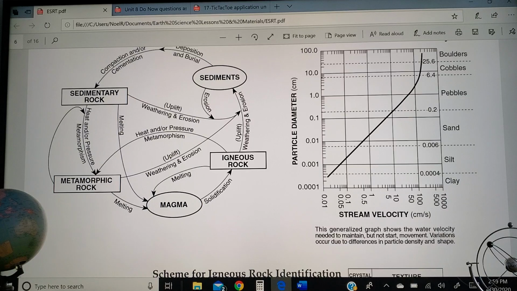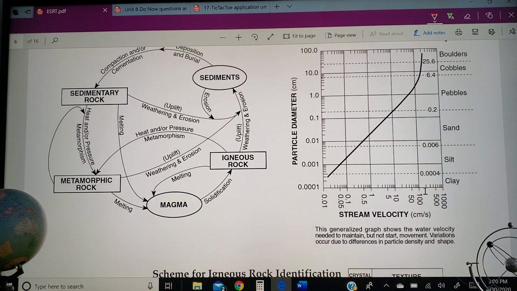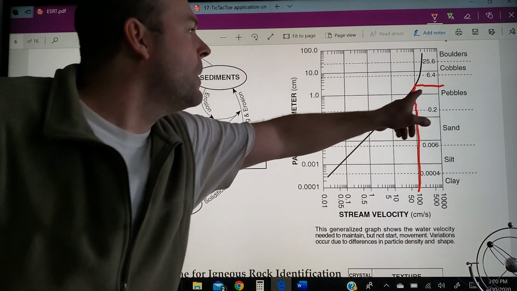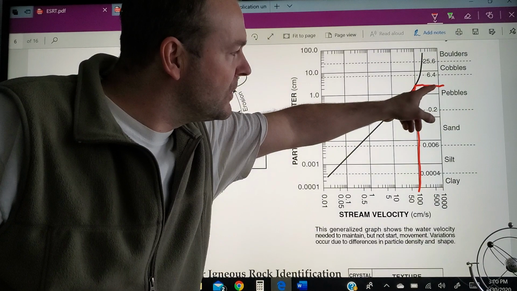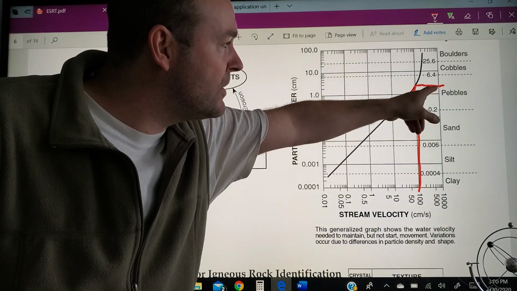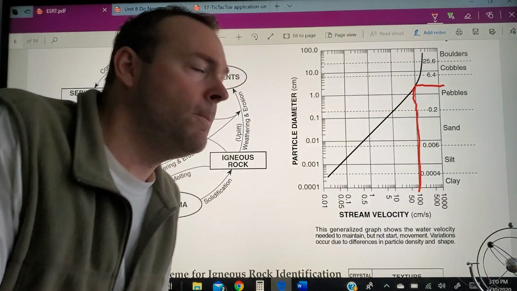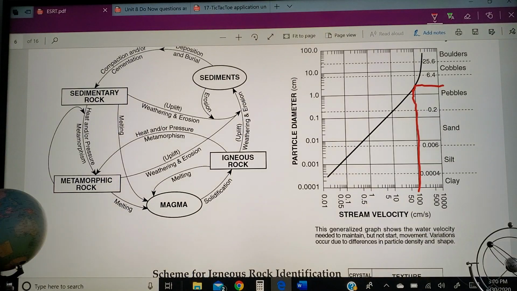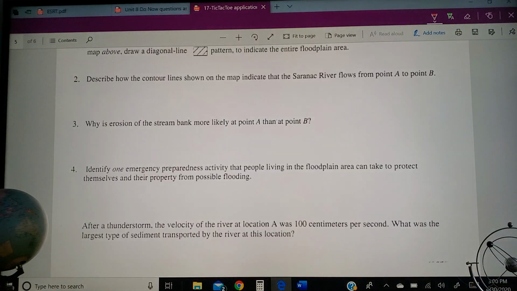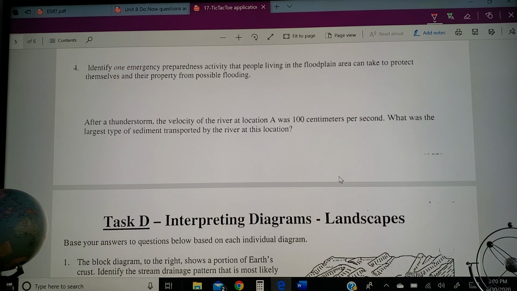Go up. Anything underneath the black line gets eroded. And the biggest thing getting eroded here are the pretty big pebbles, and of course everything else. But it wants the biggest one, so that would be your big pebbles. Okay, and that took care of that one.